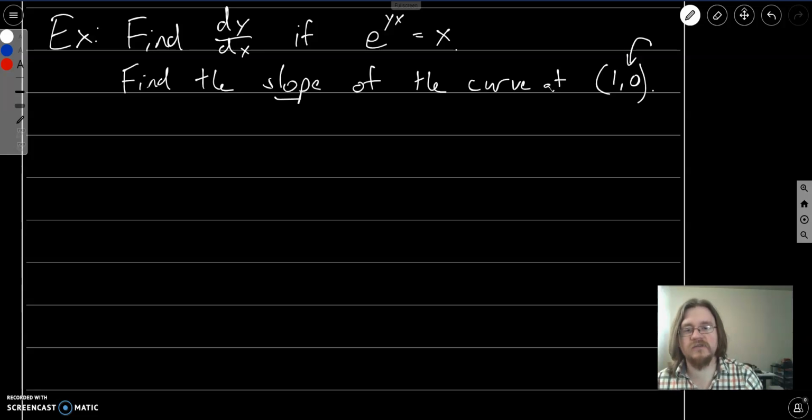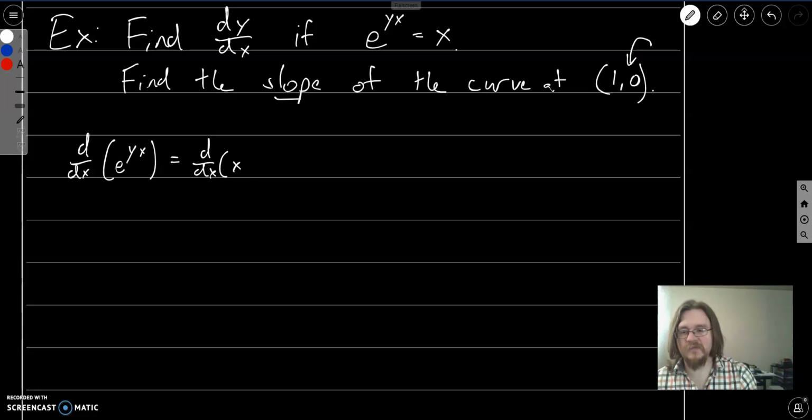I think here I could solve for y, but it's going to be a little bit messy, and ultimately we want to practice our implicit differentiation. So let's take the derivative of both sides. We're going to take the derivative of the left-hand side, which is e to the yx, with respect to x, and again the derivative with respect to x of the right-hand side.